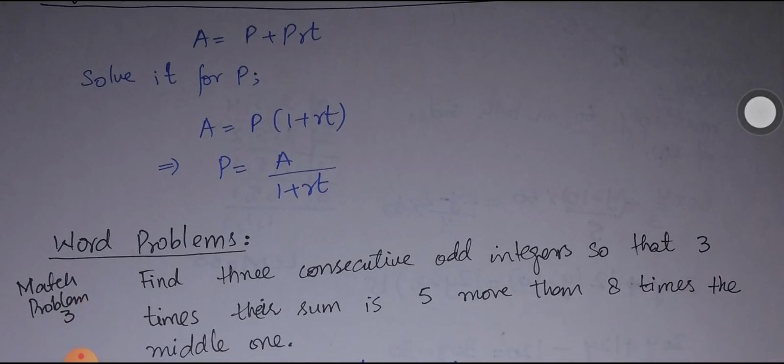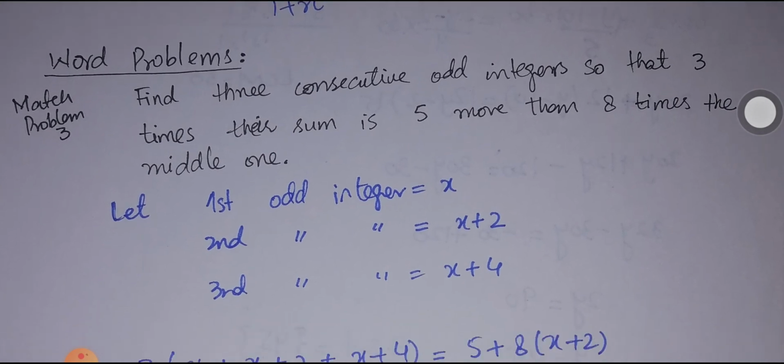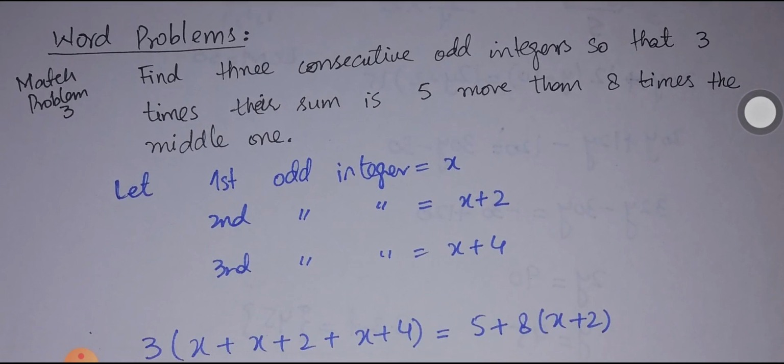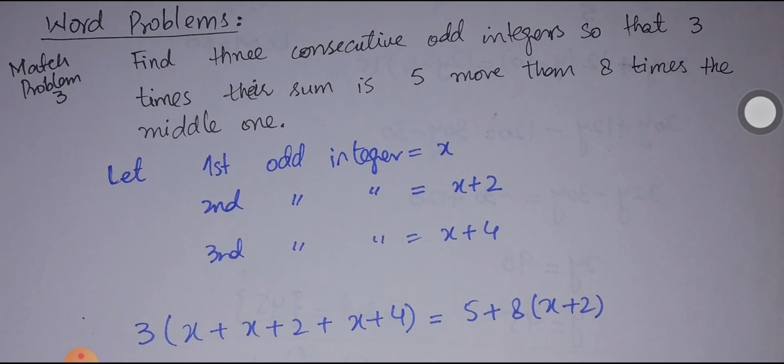That's it. Next we have the word problems, that is, how we apply the concept of linear equations to real world problems. Here we have word problem 3. You can easily check out example 3. Find 3 consecutive odd integers so that 3 times their sum is 5 more than 8 times the middle one.